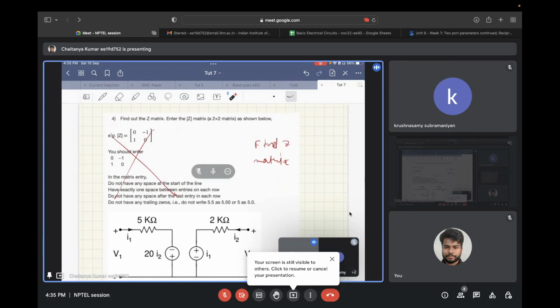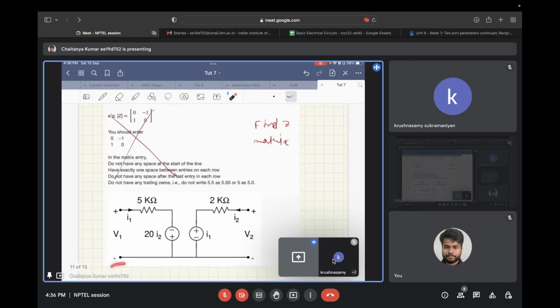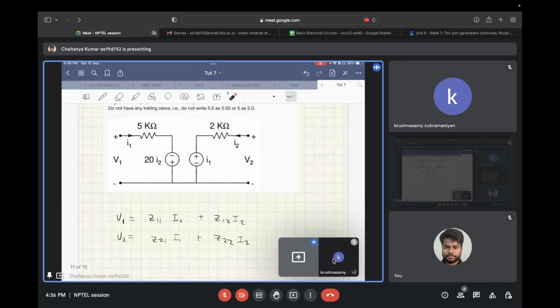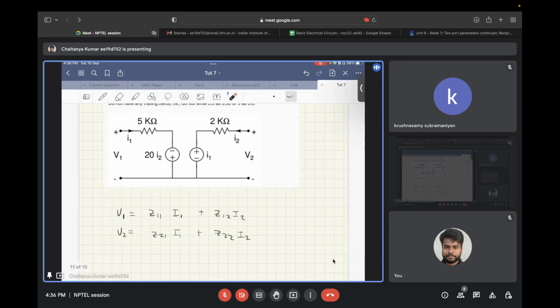So let's start again with the first problem. What we needed to do was find the Z matrix for a two-port network given in the question. To find the Z matrix, we use the equations relating the currents and voltages: V1 is equal to Z11 times I1 plus Z12 times I2, and V2 is equal to Z21 times I1 plus Z22 times I2.